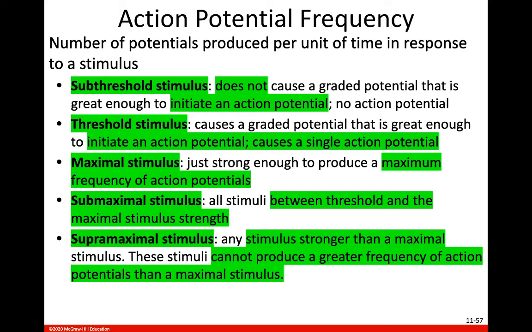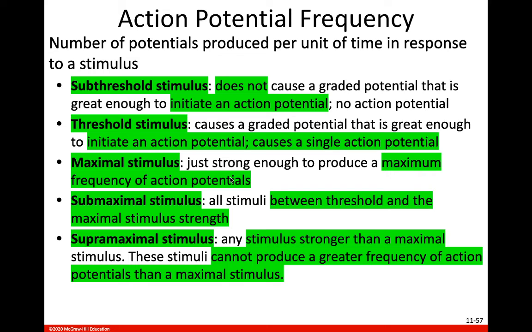A subthreshold stimulus does not cause a graded potential that is strong enough to give us an action potential, or else it doesn't cause enough graded potentials to give us an action potential. So again, nothing happens here. A threshold stimulus is strong enough to give us an action potential, and we get one action potential. A maximal stimulus is strong enough to produce a maximum frequency of action potentials.